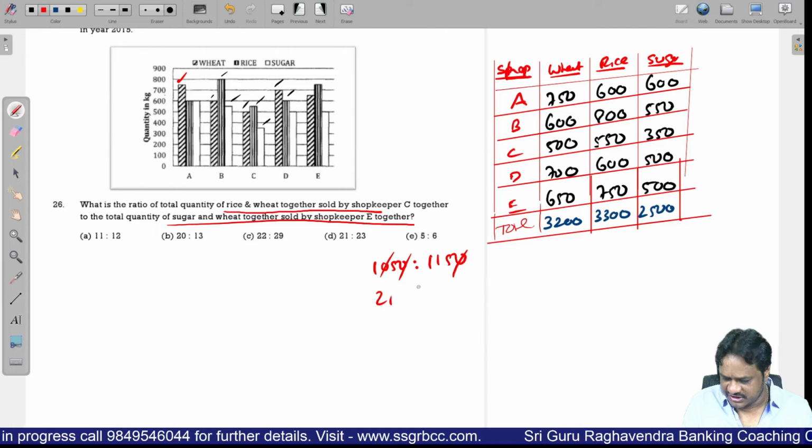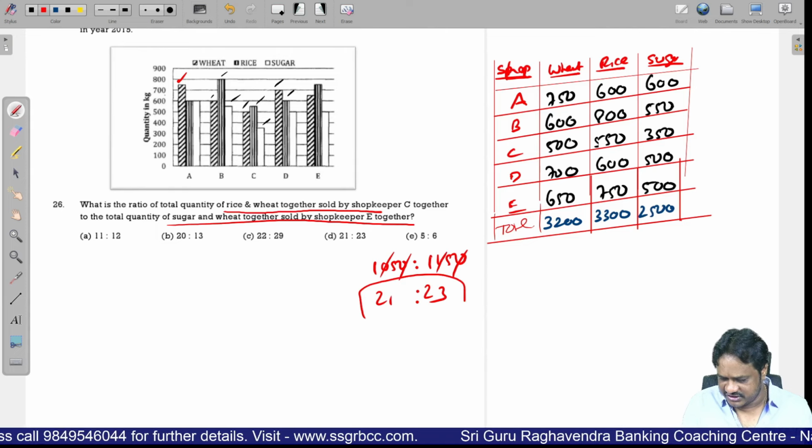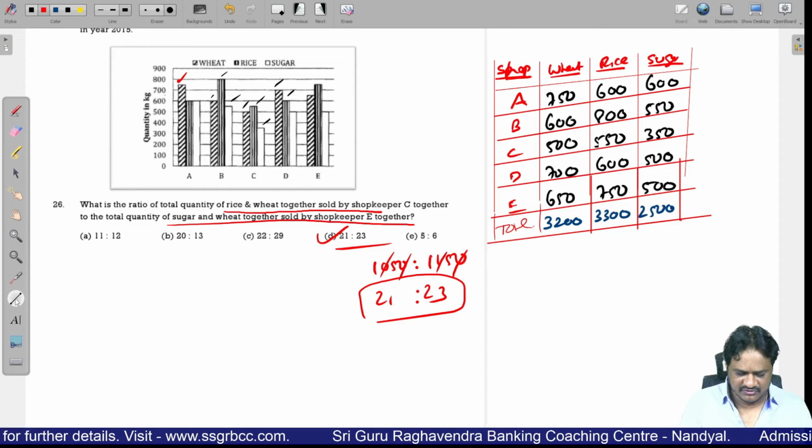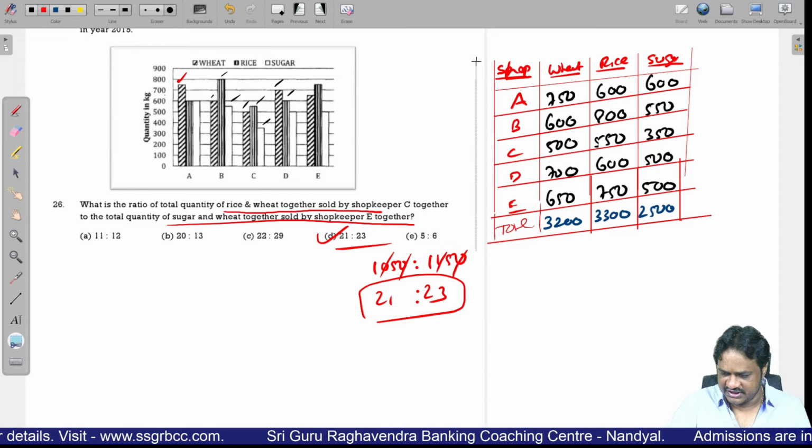Zeros cancel, 21 to 23. So what is the answer? 21 is to 23 is the correct answer. See the next question.